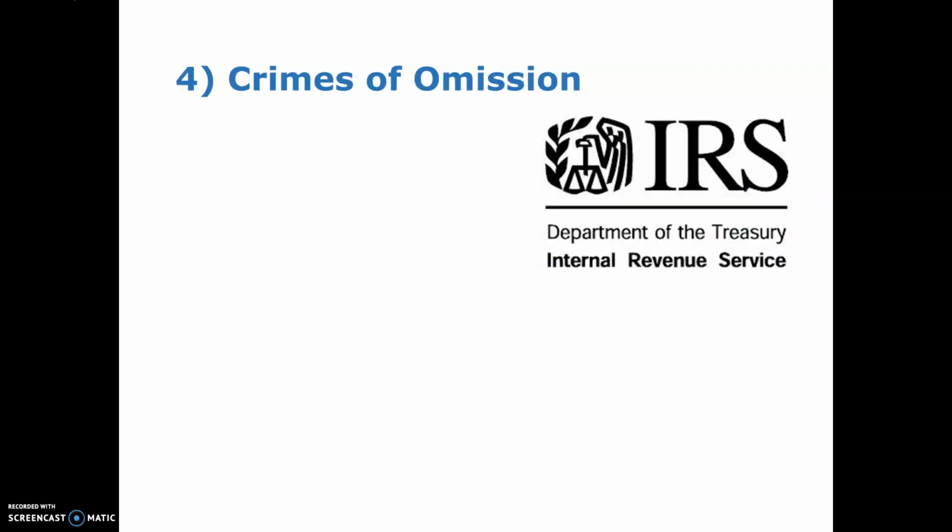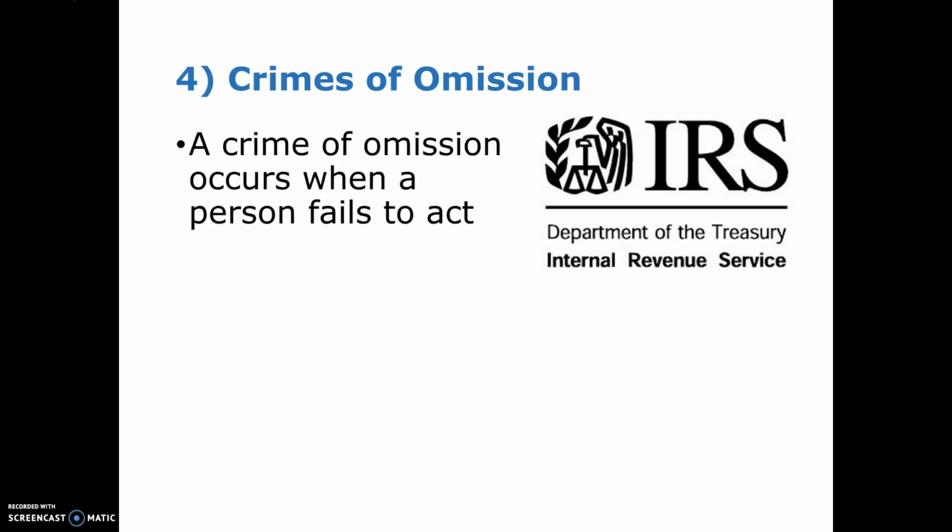Now, for number 4, crimes of omission. There are multiple crimes of omission, but I think there's one that kind of just makes this easy. What a crime of omission is, you didn't commit a crime by doing something. You did a crime by not doing something. So you failed to act in a certain way. That's a crime of omission. You've left something out. So I always kind of give the example of if you don't pay your taxes, that's a crime of omission. Because by law, you have to pay your taxes every year.